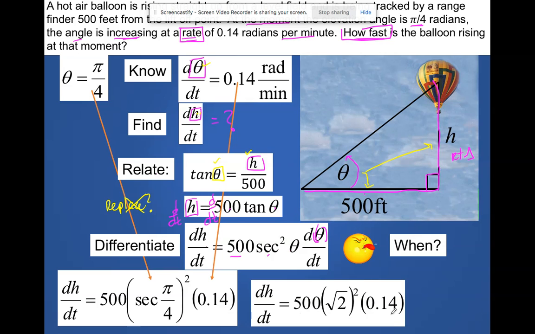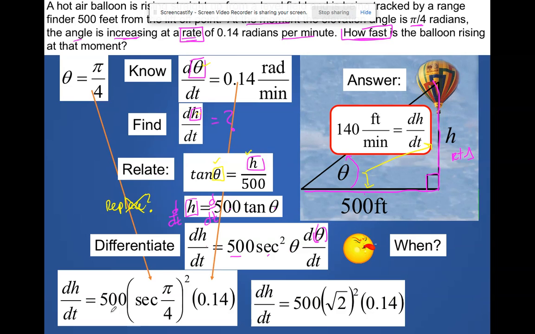500 times 2 times 0.14 could be on a non-calculator question. Those numbers turn out very nicely. Most of these problems are calculator active once you get down to this point. All right. And notice my rate ended up positive. My balloon is rising. I feel pretty good about myself. Let's do another one.